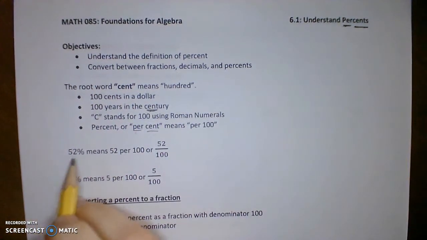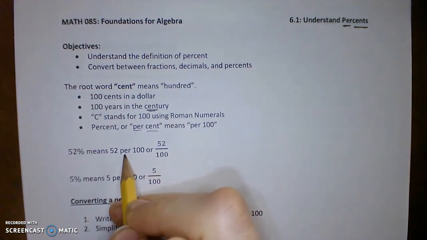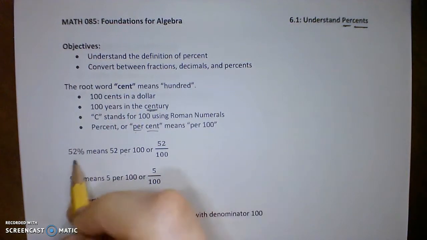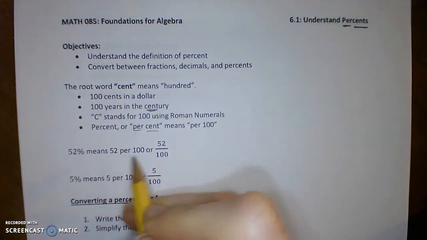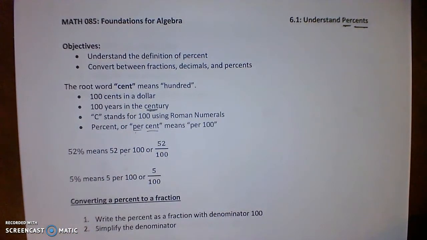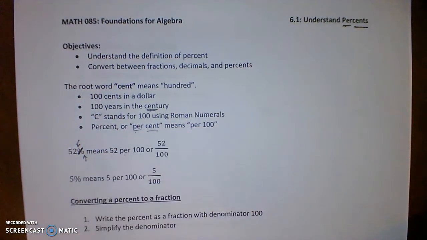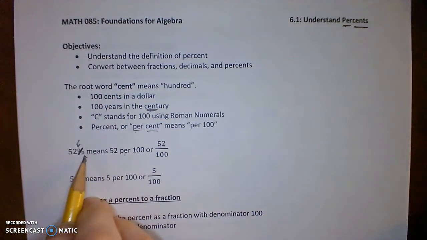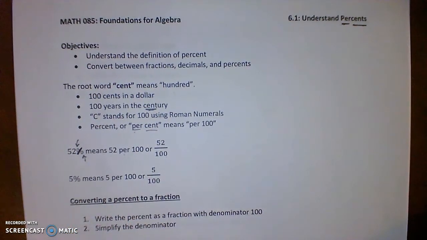So when you have a percent, 52%, it means 52 for every, or per, 100. 52 in the numerator, 100 in the denominator. So 52 per 100 is like a ratio of 52 to 100. One way to remember that is that the percent symbol almost looks like a fraction. Here's the fraction bar, here's the numerator, here's the denominator. So 52 goes in the numerator, 100 goes in the denominator. So when you see something like 5%, that means 5 per 100, or 5 over 100.